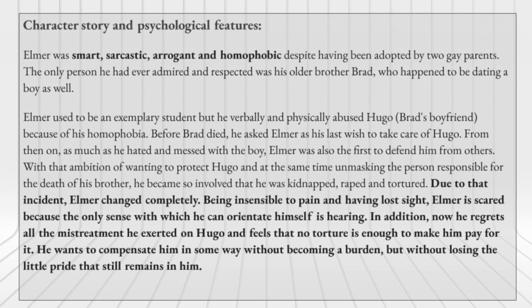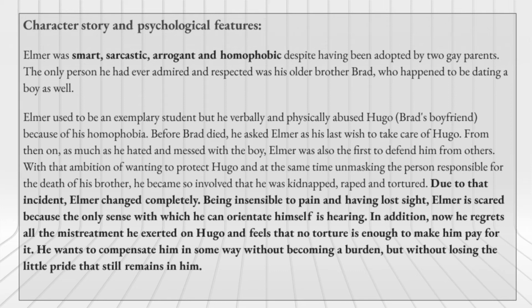Character story and psychological features. Elmer was smart, sarcastic, arrogant, and homophobic, despite having been adopted by 2 gay parents. The only person he had ever admired and respected was his older brother Brad, who happened to be dating a boy as well. Elmer used to be an exemplary student, but he verbally and physically abused Hugo, Brad's boyfriend, because of his homophobia. Before Brad died, he asked Elmer as his last wish to take care of Hugo.